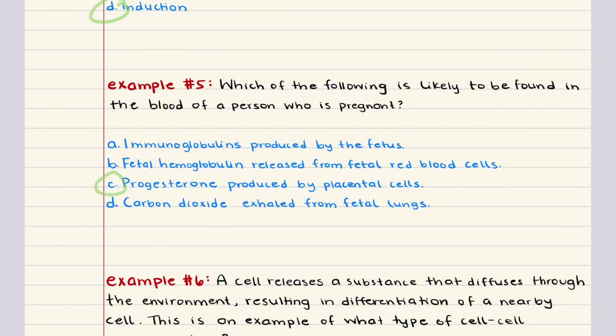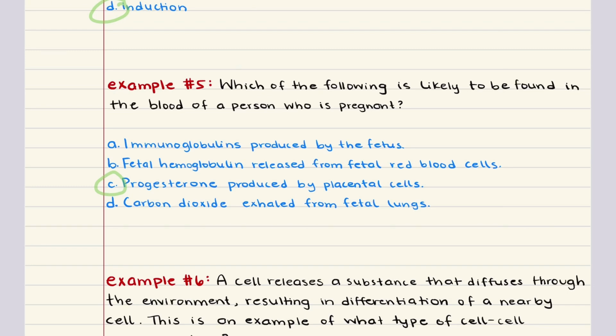Let's still discuss why the other options are incorrect. So A mentions immunoglobulins produced by the fetus. But those don't typically enter maternal blood. In fact, it's the opposite. The mother's antibodies cross into the fetus for immune protection.